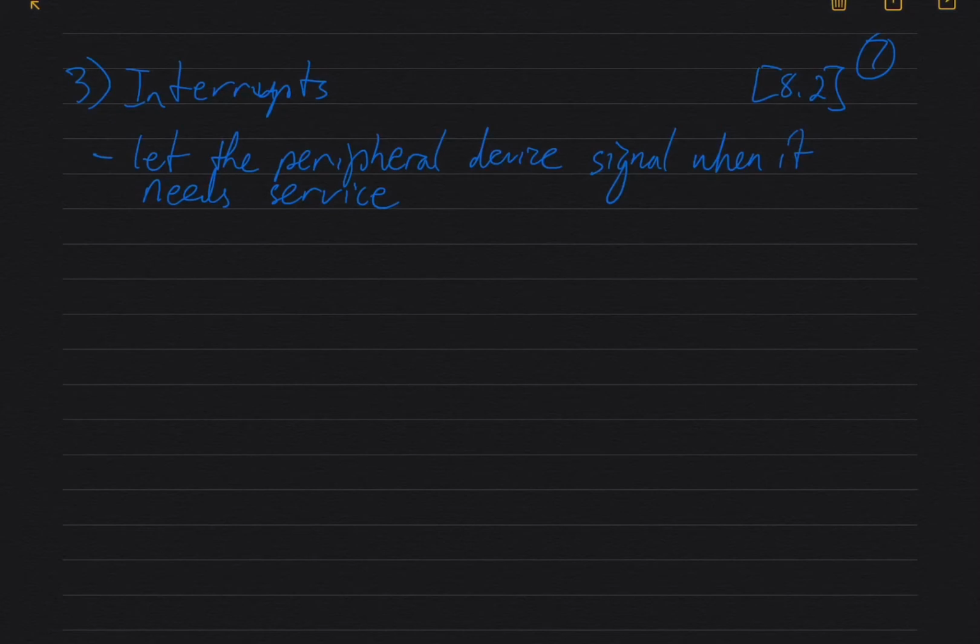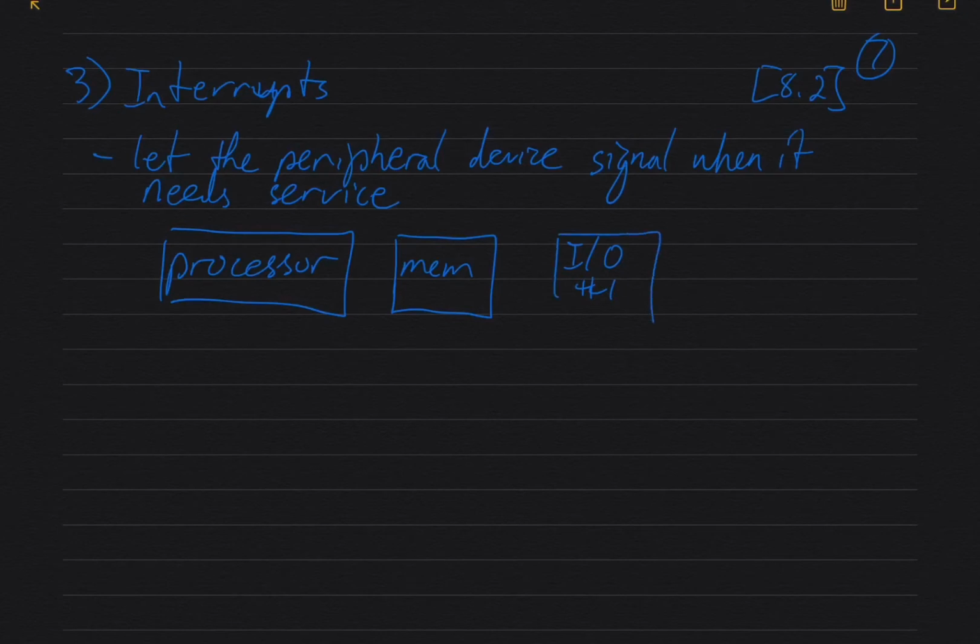So let's just draw a simple system diagram. Here's our processor. I'll throw in the memory, even though it doesn't matter for this example. And then I'm going to have two I/O devices here. So I/O device number 1 and I/O device number 2.